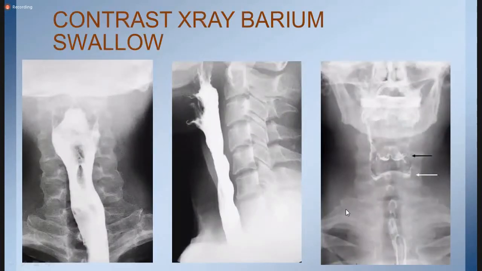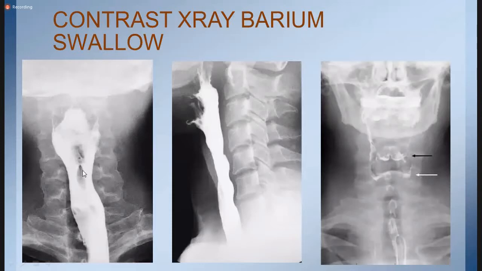So now from the plain abdominal X-rays we are going to the X-rays with contrast. In the X-rays with contrast we have barium swallow, barium meal, barium meal follow through, and barium enema. Starting with barium swallow, this is the normal barium swallow examination. This is AP projection, this is lateral projection, this is again AP projection.